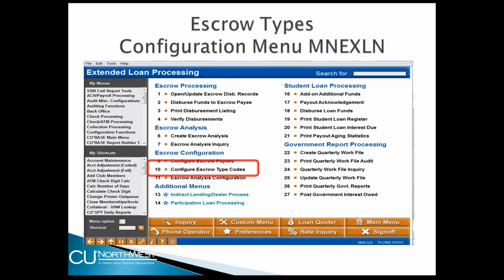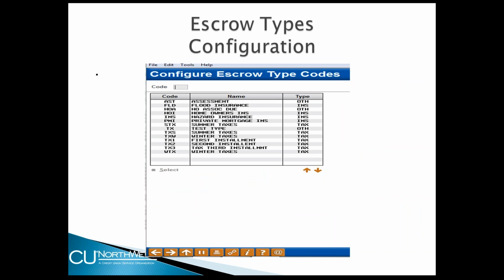So now we're going to look at the escrow type configurations. From our same extended loan processing menu, we're going to choose option number 10, configure escrow type codes. Now, escrow type codes let you group different types of payments together so that they can be processed in a batch. So, for example, you might have separate escrow type codes for property taxes, homeowners insurance, flood insurance, association dues, and private mortgage insurance, or your PMI.